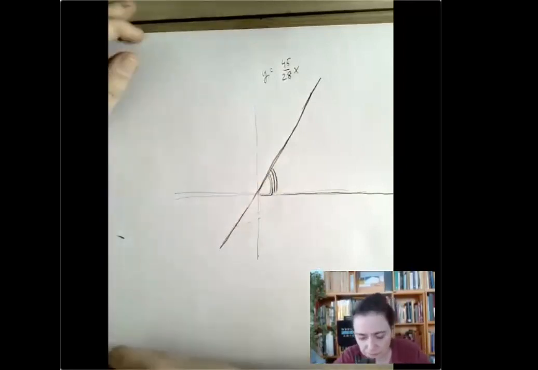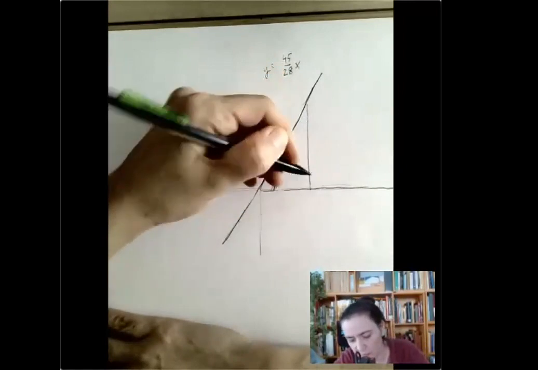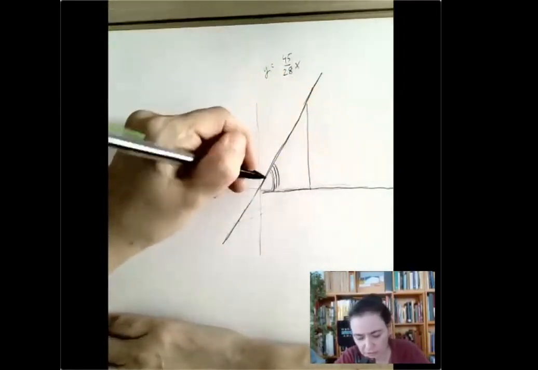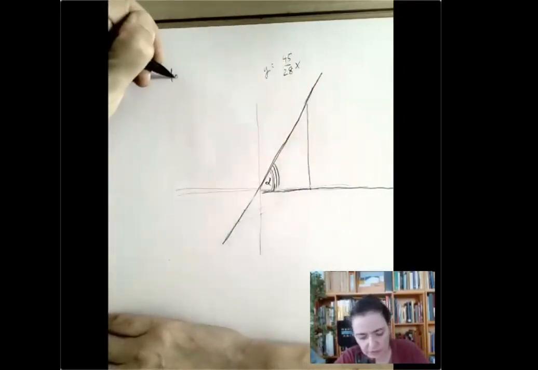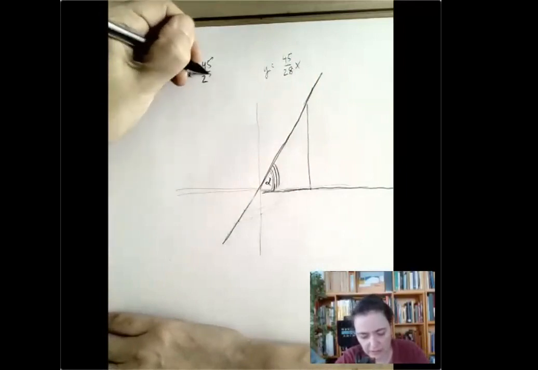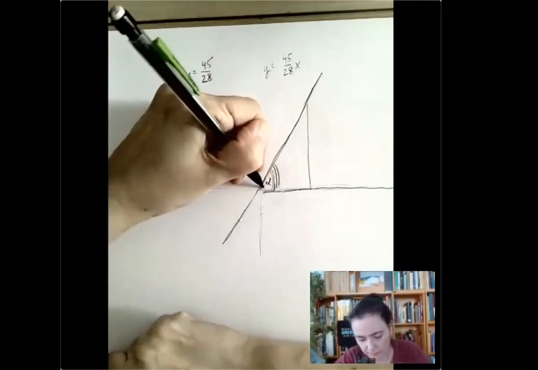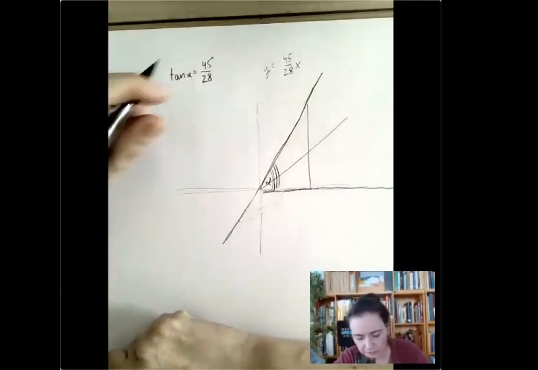Well, if we had to find the angle, remember, we recognize that the slope, rise over run, is also the tangent of this angle. So tangent alpha is 45 over 28. Or rather, shall we say tangent of 2 alpha?